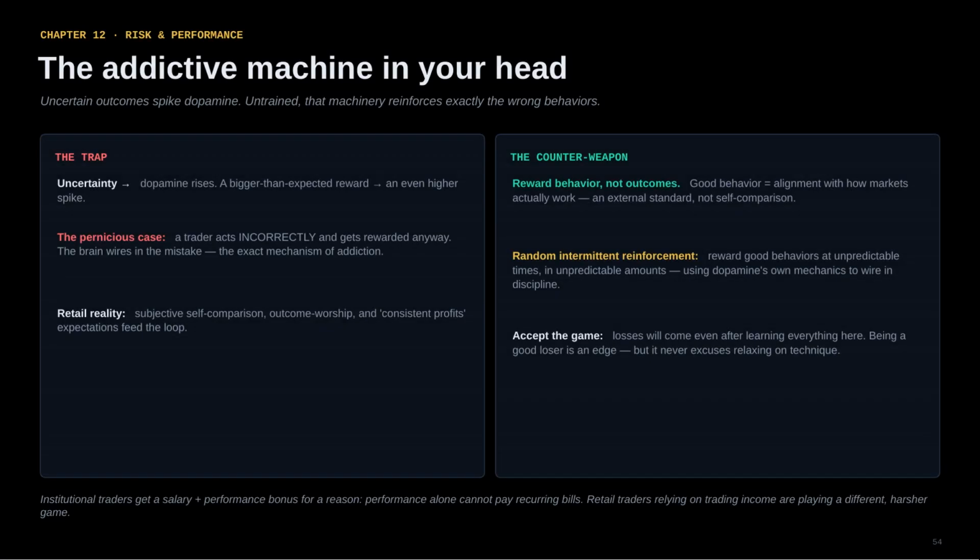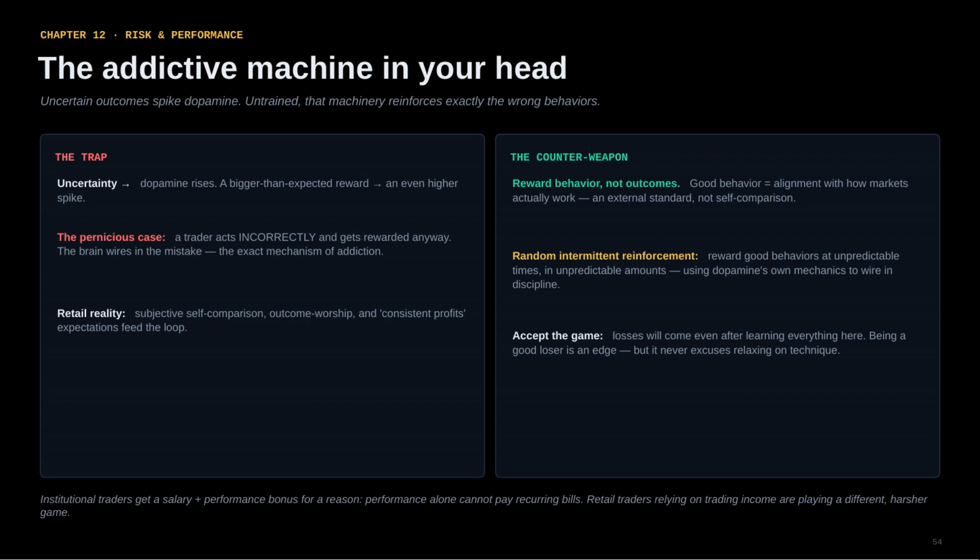Trading has an addictive quality by construction. Uncertain outcomes raise dopamine, a bigger-than-anticipated reward spikes it further. The pernicious case is when a trader acts incorrectly and gets rewarded anyway. The brain reinforces the mistake, which is the exact mechanism of addiction. The counterweapon is to turn the machinery against itself, reward good behavior instead of outcomes, where good behavior means alignment with how markets actually work, an external standard.